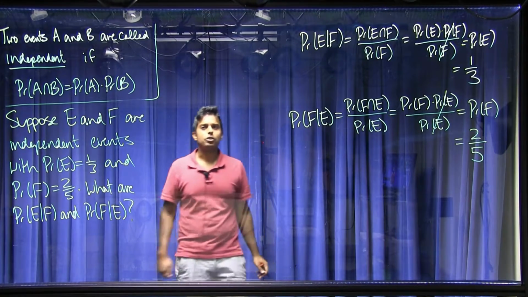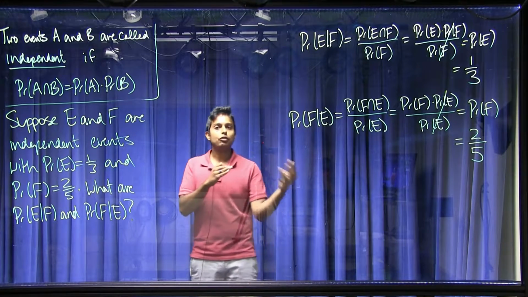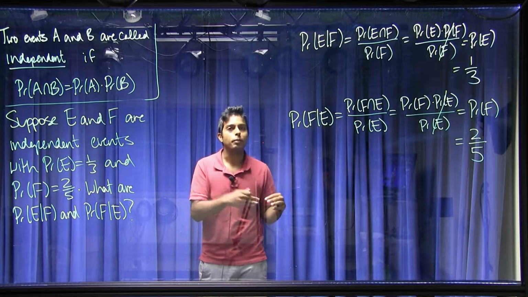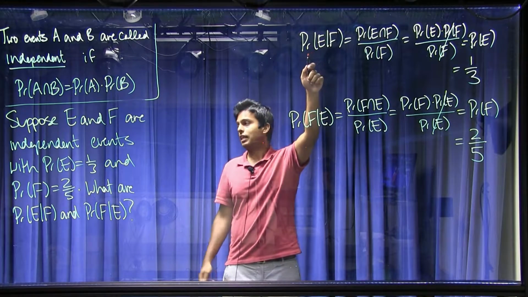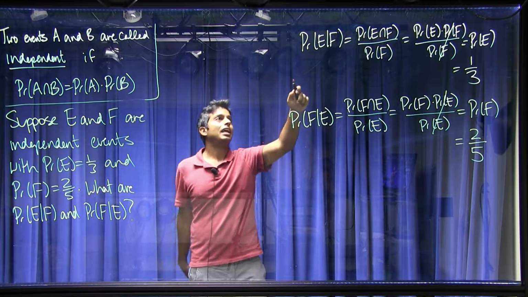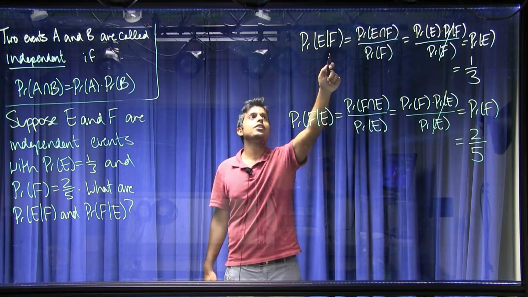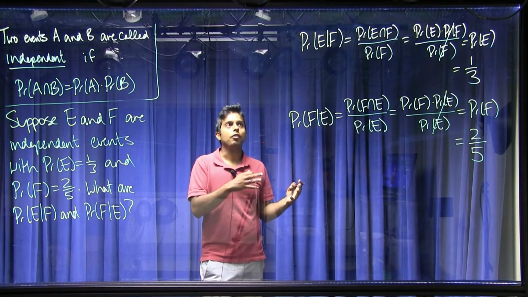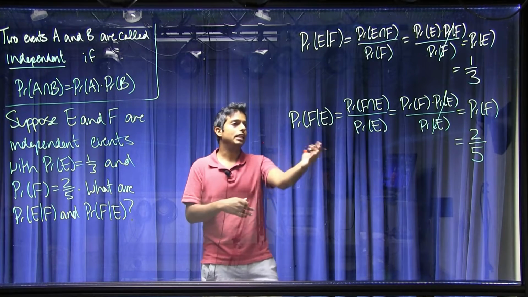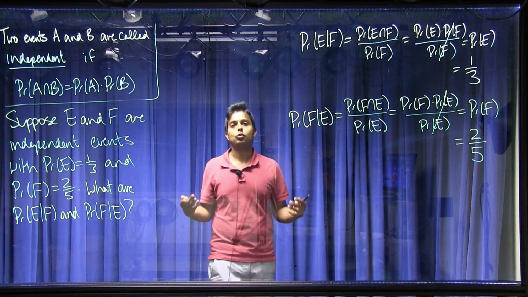So what can we learn from these two examples? If two events are independent, that means knowledge of one does not affect the probability of the other one. So for example, the probability of E we know is 1/3. If I additionally know that F happened, that still doesn't change the probability of E happening. So F has no bearing on the probability of E, and similarly E has no bearing on the probability of F. And that's what it really means when two events are independent.